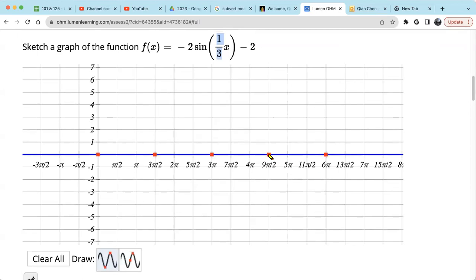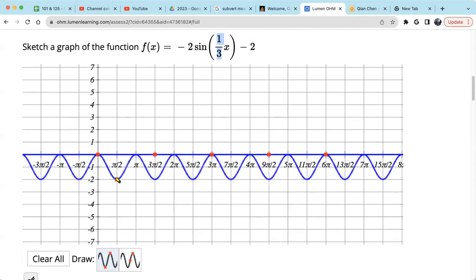The -2 gives us a reflection over the x-axis. Originally sine starts going up if positive, but now it's negative. So sine starts from here, from (0, 0). It goes down below, to -2, then goes back up. How do I change the graph?